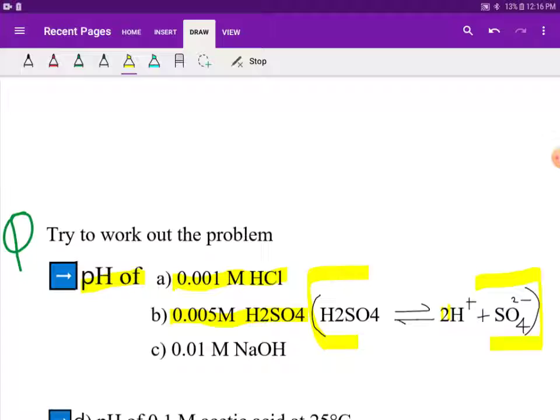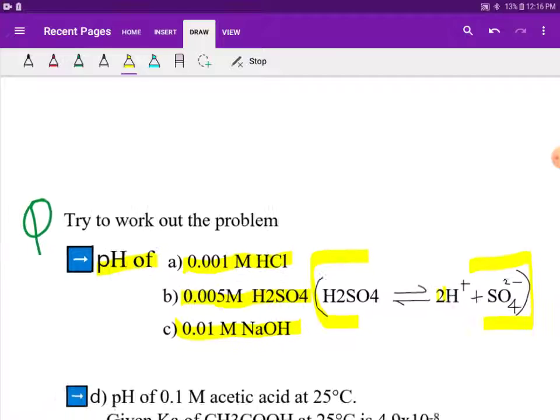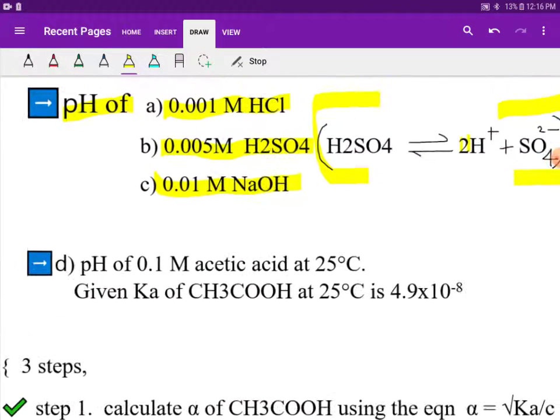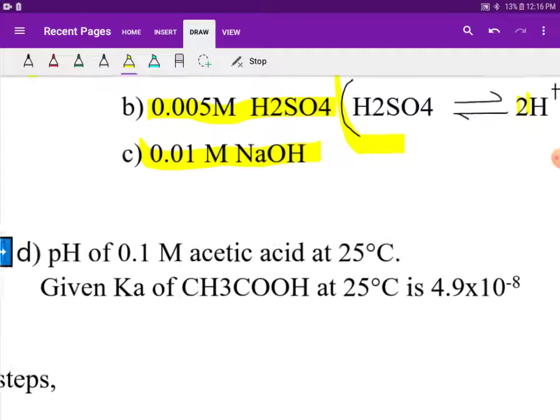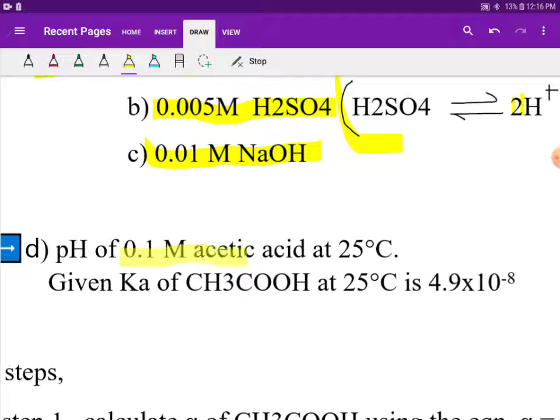The next is 0.01 molar NaOH. You calculate pOH and then pH. The next, calculate the pH of 0.1 molar acetic acid at 25 degrees Celsius. It is a weak acid. You are provided with the Ka of acetic acid at 25 degrees Celsius as 4.9 times 10 raised to minus 8.